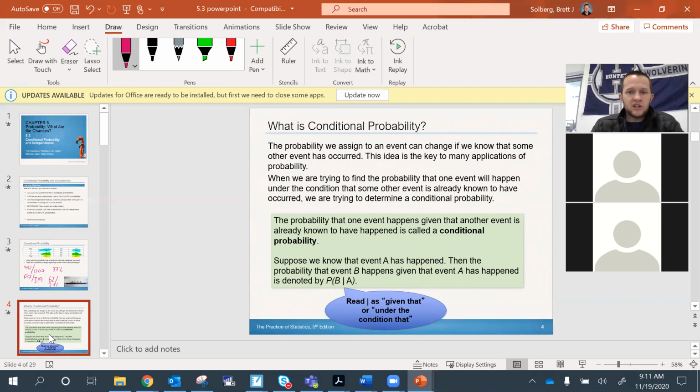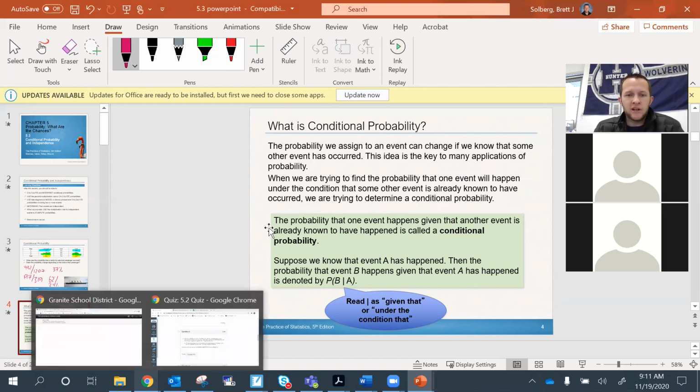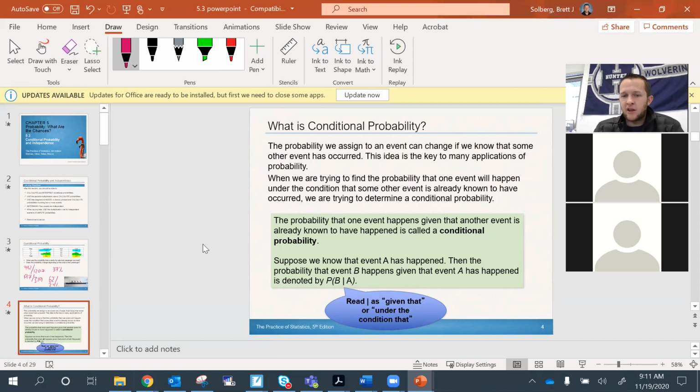So what is conditional probability? The probability we assign to an event can change if we know that some other event has occurred. This idea is the key of many applications of probability. When we are trying to find the probability that one event will happen under the condition that some other event is already known to have occurred, we are trying to determine conditional probability. So I think our Titanic example was a great introduction to this, because if we know more information, like given that they were in first class, would their survival rate change? And yes, that's what we saw, okay? All right, so keep reading here. The probability that one event happens given that another event is already known to have happened is called conditional probability.